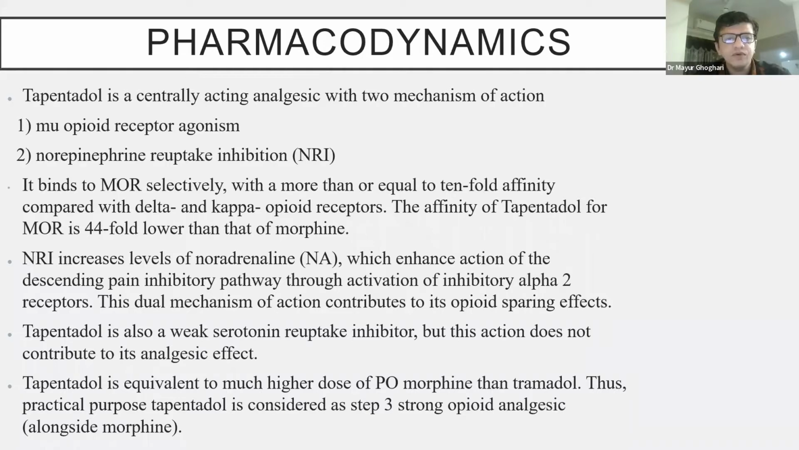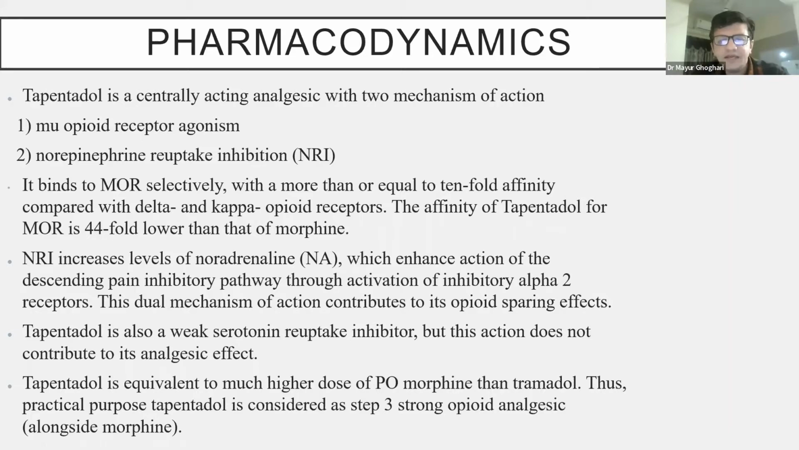It binds to the mu opioid receptor selectively, with more than or equal to 10-fold affinity compared with the delta and kappa opioid receptors. The affinity of Tapentadol for the mu opioid receptor is 4-fold lower than that of morphine. Noradrenaline reuptake inhibition increases the level of noradrenaline, which enhances the action of the descending pain inhibitory pathway through activation of inhibitory alpha-2 receptors. This dual mechanism of action contributes to its opioid sparing effect. Opioid sparing effect means a reduced requirement of the dose of opioid medication.